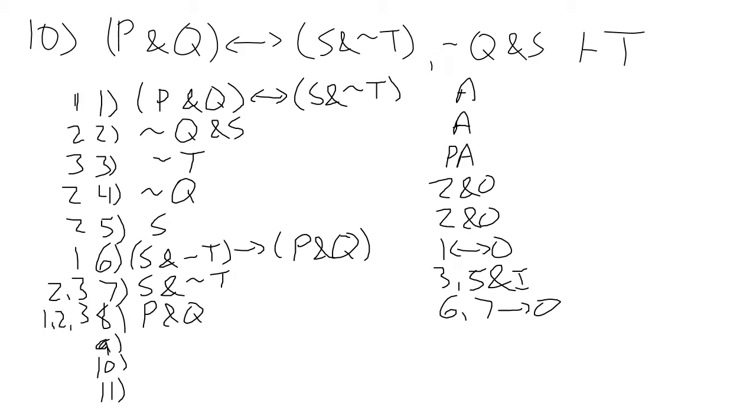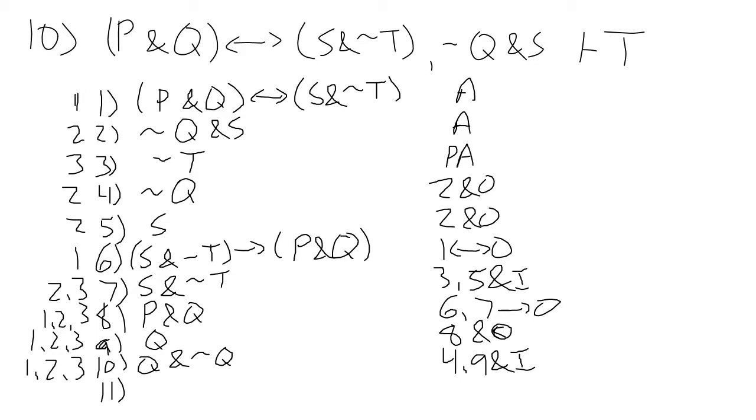Now we're still looking for a contradiction. I have a tilde Q. If I get the Q out here in 9, so 8 ampersand out, then we can build our contradiction in 10. 4 and 9, ampersand in, 2 and 3. Now we've got a contradiction, it depends upon our PA, so we can tilde in on our T. And that is it. 3 drops out, so it's just 1 and 2. So that's problem 10.